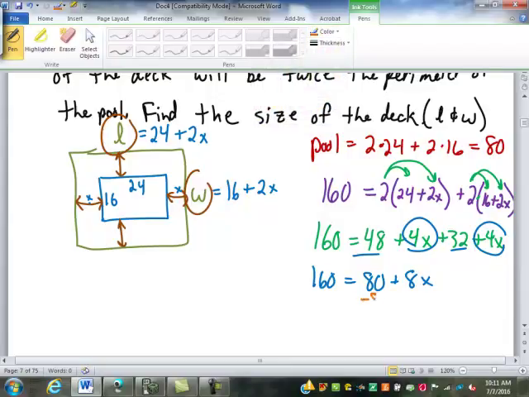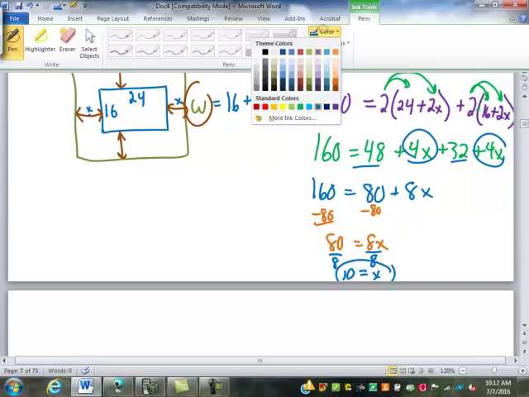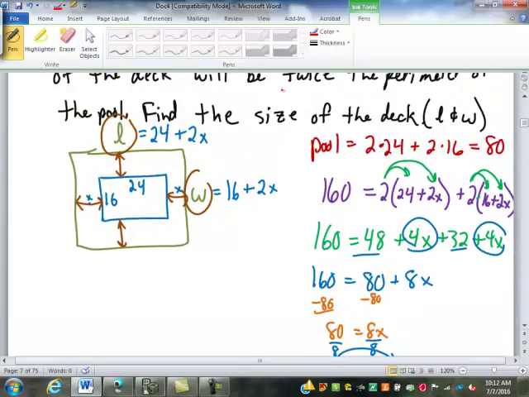We subtract 80. So 80 equals 8x. And then divide by 8. So 10 equals x. Now that's x, but we're not done yet. We have to go back and tell what the new length and width is. So this is 24 plus 2 times 10, or 24 plus 20 is 44. This is 16 plus 2 times 10, so 16 plus 20 is 36. So 44 by 36 is the new size of the deck.